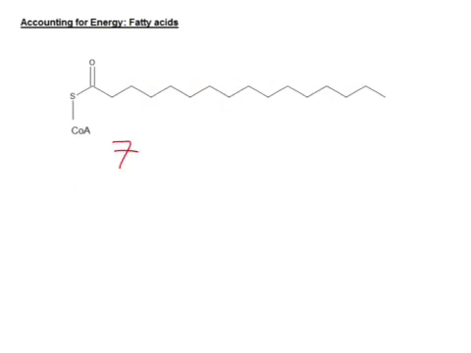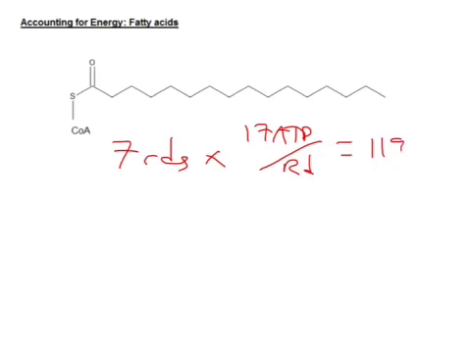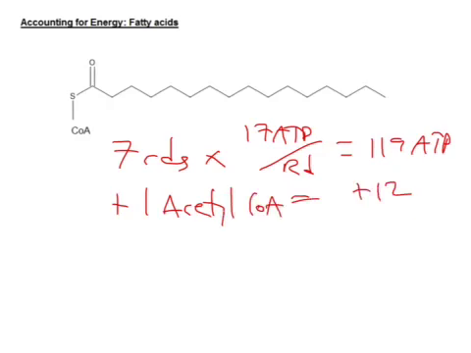So we have 7 rounds times 17 ATP per round. What is that going to be? 7 times 17 is 119 ATP. But remember the last one. So we have 119 ATP from the 7 rounds. Now remember we also have an acetyl-CoA that came from the last step, which is worth an additional 12 ATP. So we're at 131 ATP.